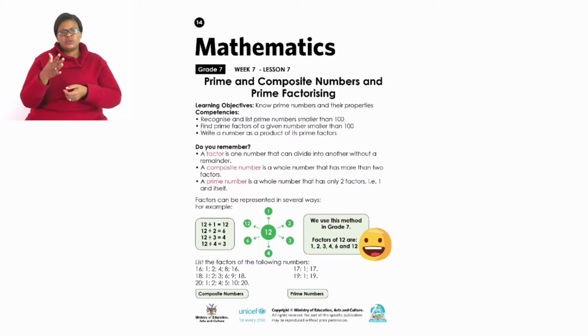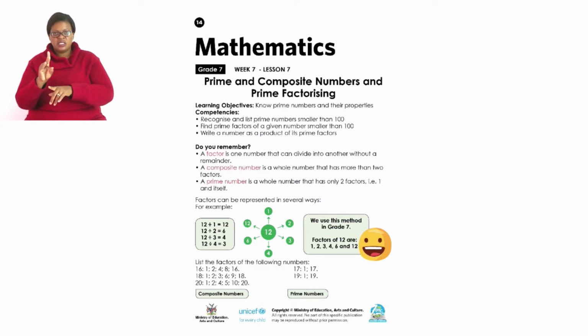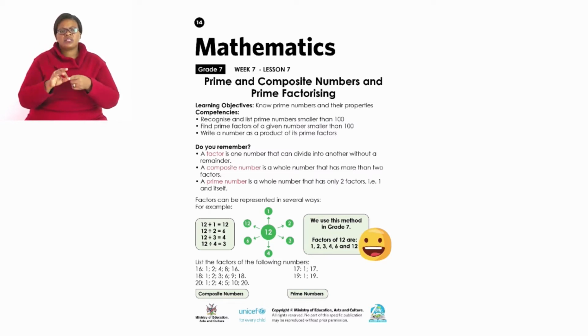And those numbers, 16, 18, and 20 are called composite numbers. Why? They have many factors. On the right, we have 17. The factors of 17 are 1 and 17. We have 19. The factors of 19 are 1 and 19. And this category is classified as prime numbers because they only have two factors.